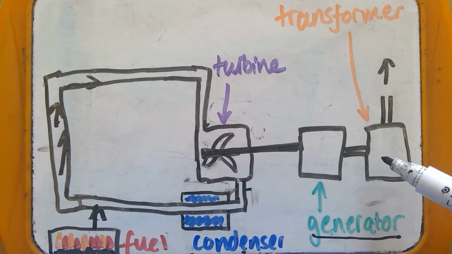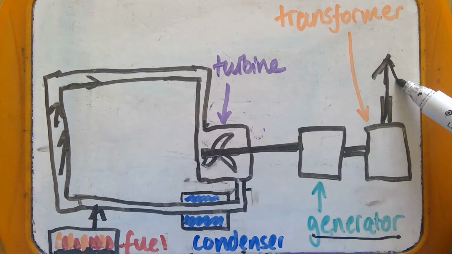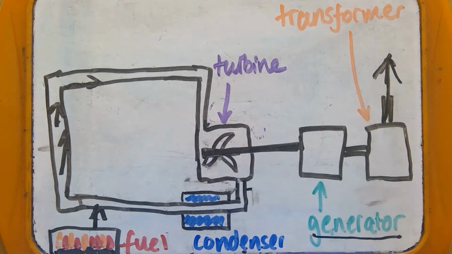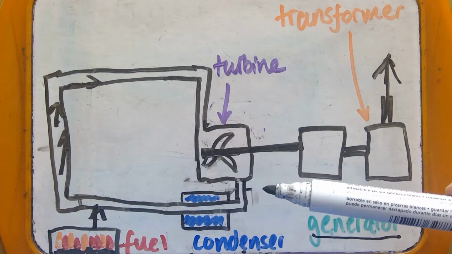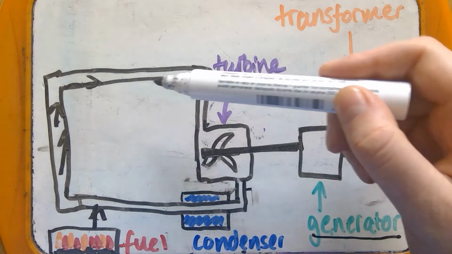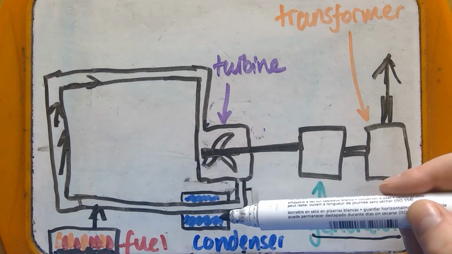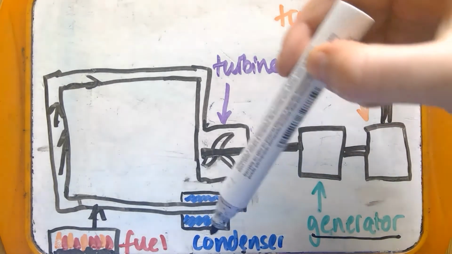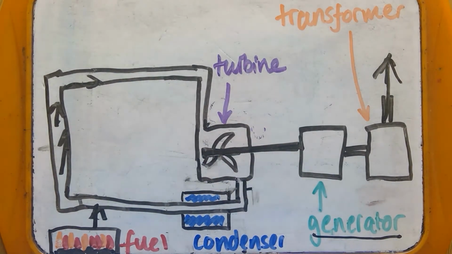Then in the transformer, the electrical energy is made ready to go to our homes. And so here, electricity is moving out of the transformer and is ready to go into our homes. You might be wondering about this bit. It looks a bit complicated, but all that's happening here is that the steam that's moving through the pipe is being cooled down in the condenser by water or other substance, and then it moves back along the pipe ready to be heated by the fuel.